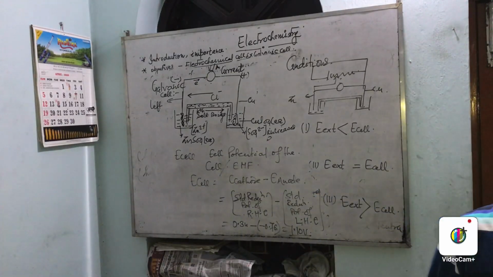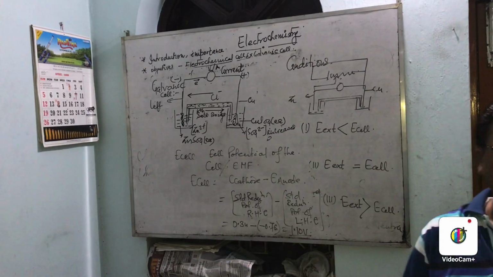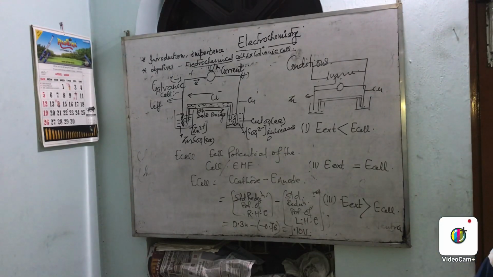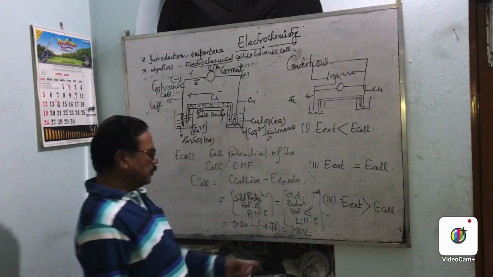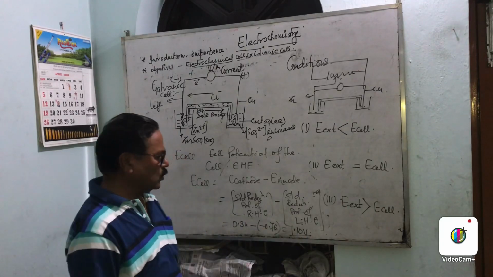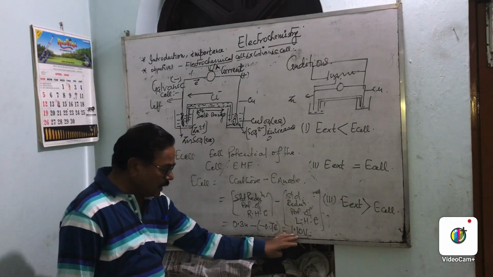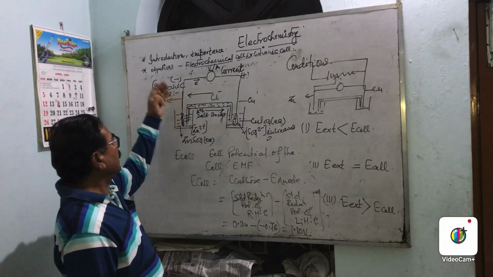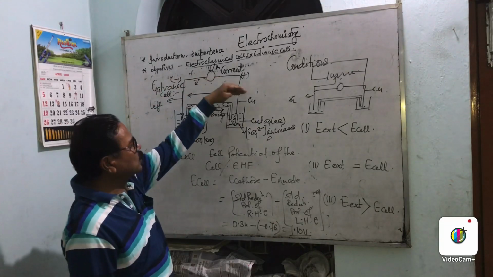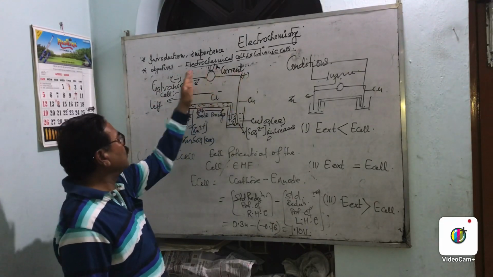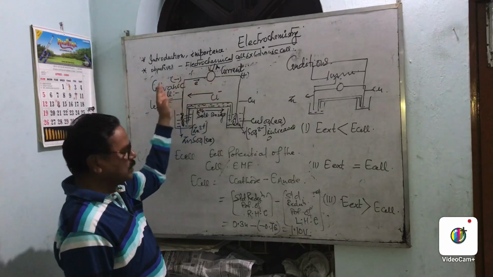If E cell is greater than that of the, there are three conditions. What are the conditions? When external potential is greater than that of the E cell, then what will happen? The cell potential is calculated 1.10 volt. So when it comes, what does it mean? That is, zinc will dissolve and electron flow zinc to copper and current flow from copper to zinc.